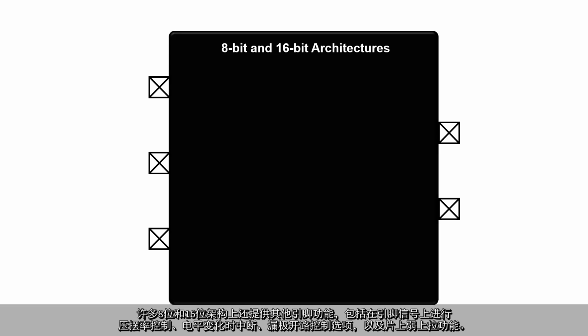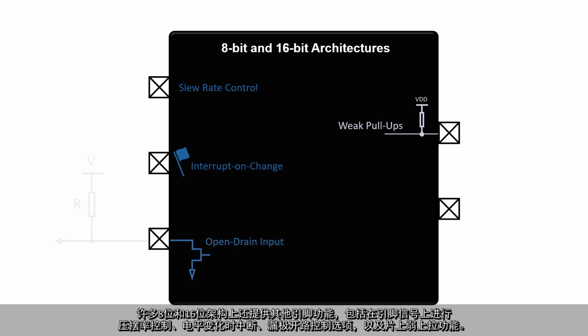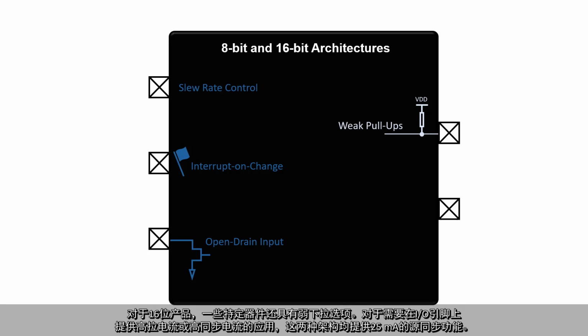Additional pin capabilities on many 8 and 16-bit architectures include the ability to apply pin signal slew rate control, interrupt on change, an open drain control option, and the ability to apply on-chip weak pull-ups, with 16-bit products also featuring weak pull-down options on select devices. In applications where high current sourcing or sinking is required on I/O pins, both architectures boast 25 mA source/sink capabilities.